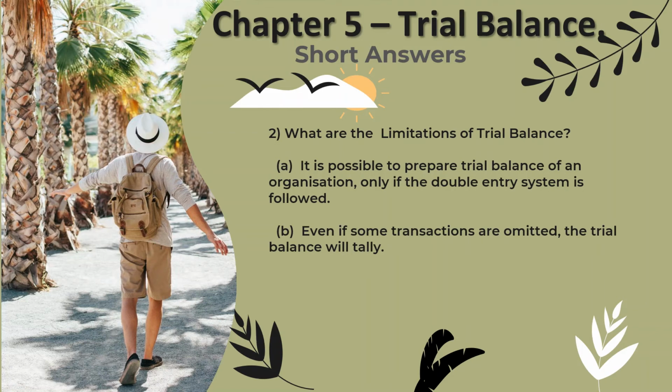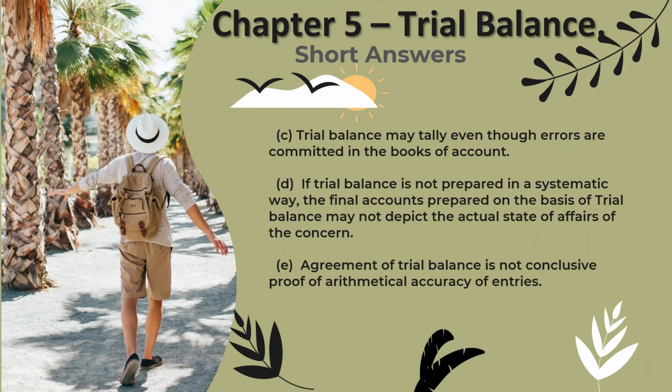And the next one is, even if some transactions are omitted, the trial balance will still tally. Sometimes transactions are completely omitted from being recorded, so this omission will not be revealed by the trial balance. This is another limitation. And next, the trial balance may tally even though errors are committed in the books of accounts. Sometimes we would have committed errors of principle or compensating errors. All this will not be revealed by the trial balance. So that is also one of the limitations.